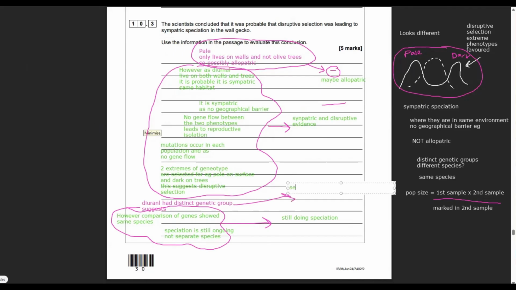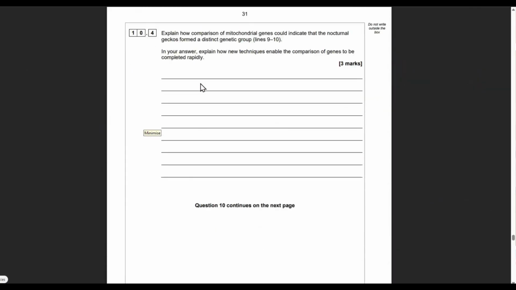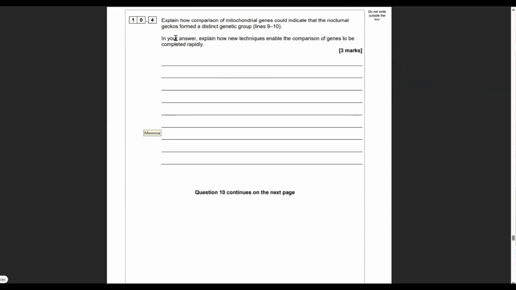Now we're going to move on to 10.4 and 10.5, because this is one of these long comprehension questions you get at the end of paper 2 AQA biology. Remember, they're 15 marks. Use your pen to highlight things that you're probably going to talk about when you're first reading the question. Explain how comparison of mitochondrial genes could indicate that nocturnal geckos form a distinct genetic group.